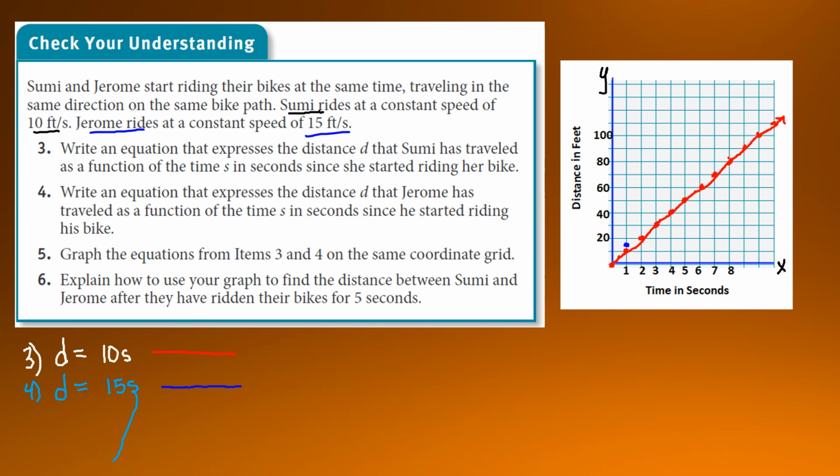And then he goes 15 feet every second. So he'd go 15, 30, 45, 60, 75, 90, 105. And that would look kind of like this.